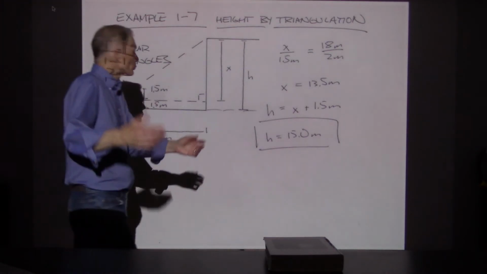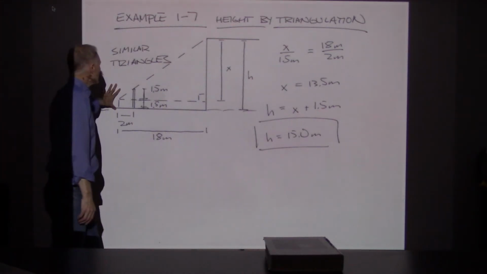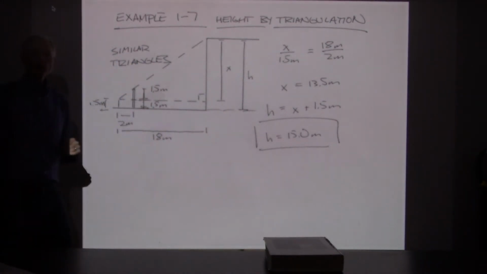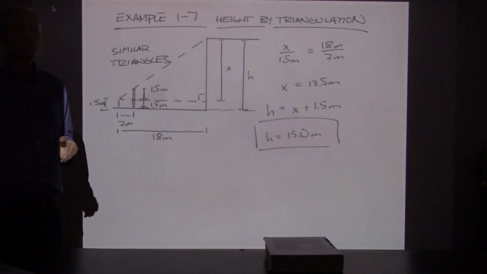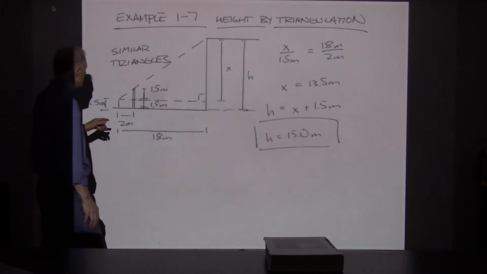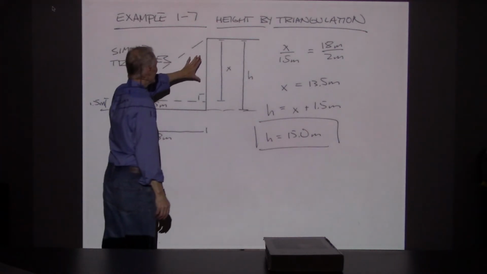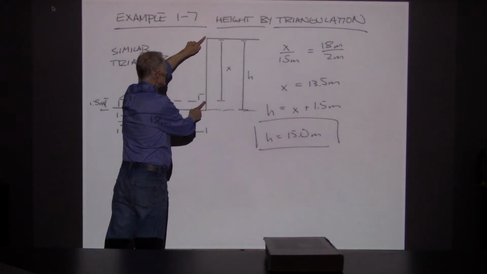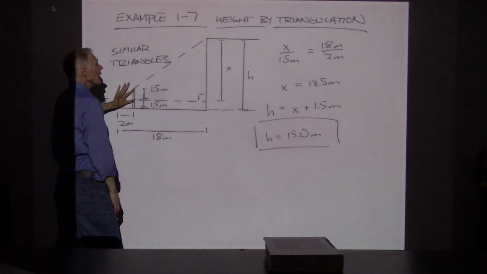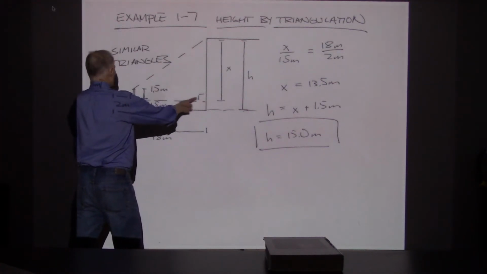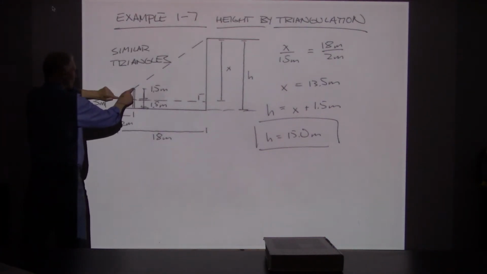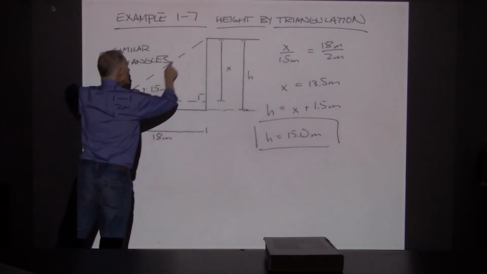Okay, so I drew the diagram. So here's the diagram here. And what I did was I said, here is the height of the building. So it's always good to remember what it is you're measuring. Sometimes you can lose track of that. So I go, okay, H is what I'm after. Now, I can use similar triangles. What I can say is that X, this distance right here, is to 1.5 as 18 is to 2. So the similar triangles here are this little triangle right there. That's one of them. And then this big triangle.